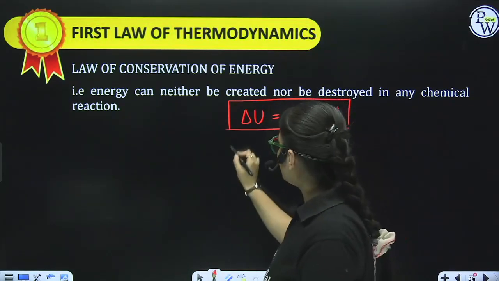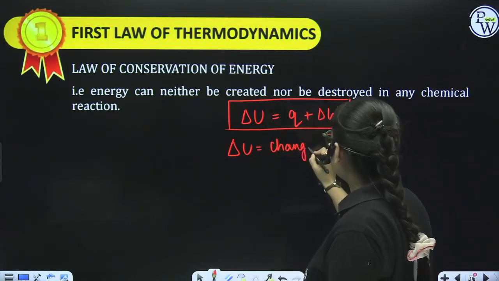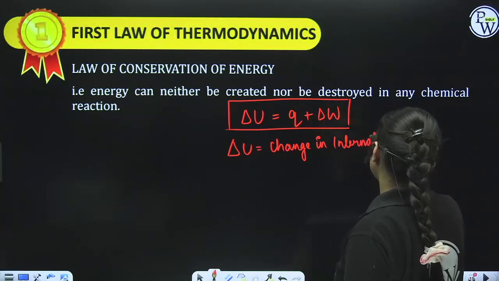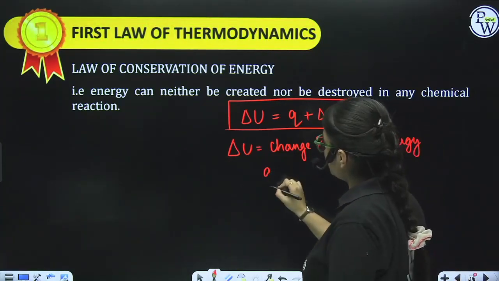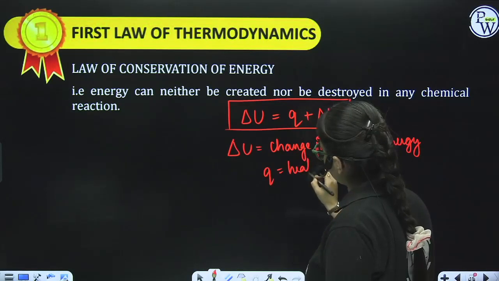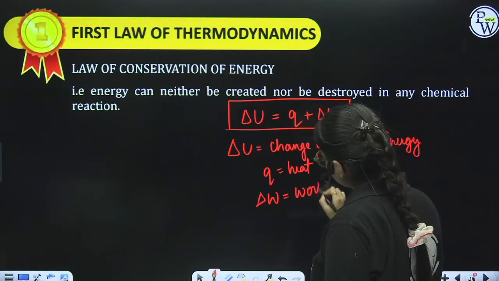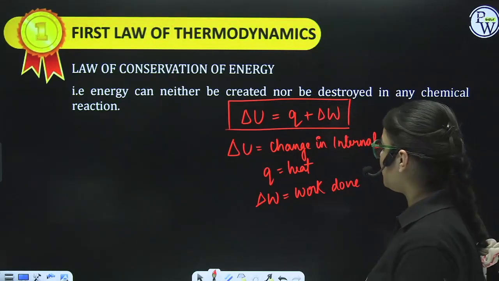What is delta U over here, students? Delta U over here is the change in internal energy. What is Q over here? Q is basically the heat of the system, right? What is W? Work done. Work done, right?